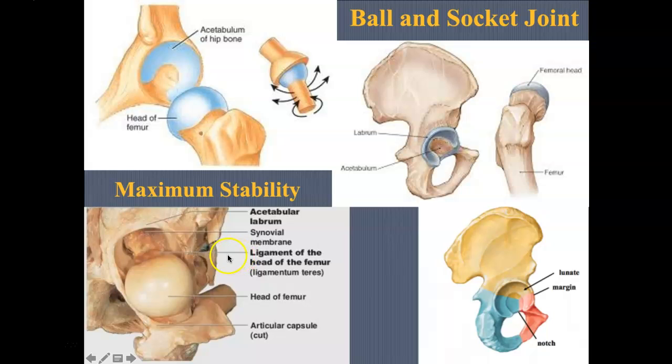So when we think about this maximum stability, this is an actual gross anatomy model. So we can see this femoral head, right, which is extremely convex. We can also see the acetabular labrum, and we're going to talk about that on the next slide, I believe, so I'll save that for then. But we can see how that femoral head is just going to fit really snug within the acetabulum, right?